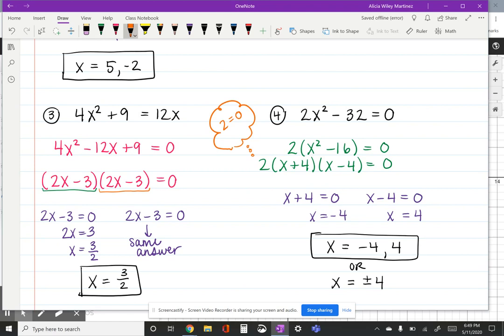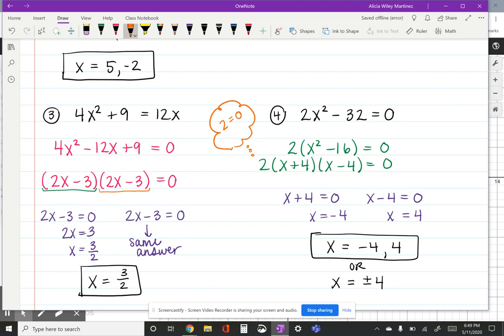If I were to solve this one, I would get exactly the same answer. And I'm not going to write x equals 3/2 and x equals 3/2 because it can only equal 3/2 once. So this would be an example graphically where your graph only touches the x-axis at one place, having one x-intercept.